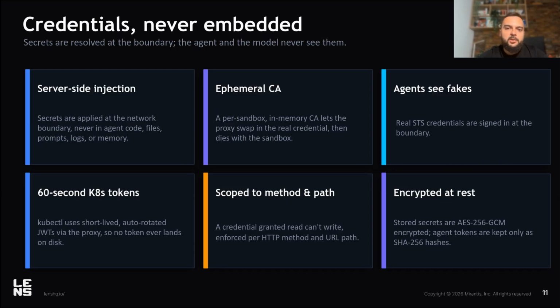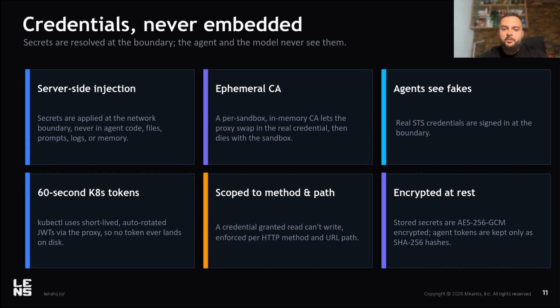Now, when it comes to credentials, they are injected and never embedded. Secrets are applied at the network boundary. They never touch the agent's code. They never touch the agent's files. They never touch its prompts or logs or even memory. We have a per-sandbox in-memory ephemeral CA that lets the proxy terminate the agent's TLS and swap in the real credentials, and then this one dies with the sandbox. The AI agents that you're using are going to hold fake credentials, and the real STS credentials are signed in at the boundary.